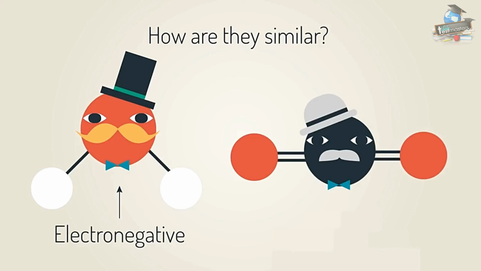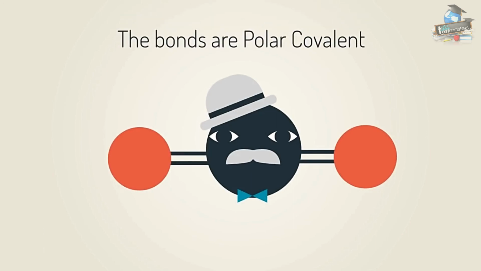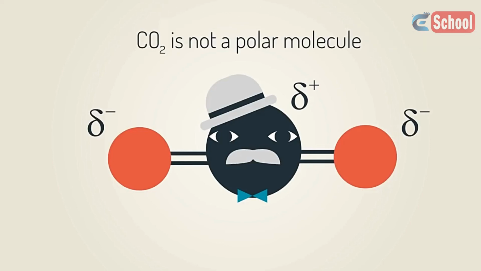The answer is that, like water, the bonds are polar covalent, making the carbon atom delta positive and the oxygens delta negative, although unlike water, carbon dioxide is not a polar molecule overall. Its linear geometry means that the 2 polar bonds effectively cancel each other out. So, did you work that one out?